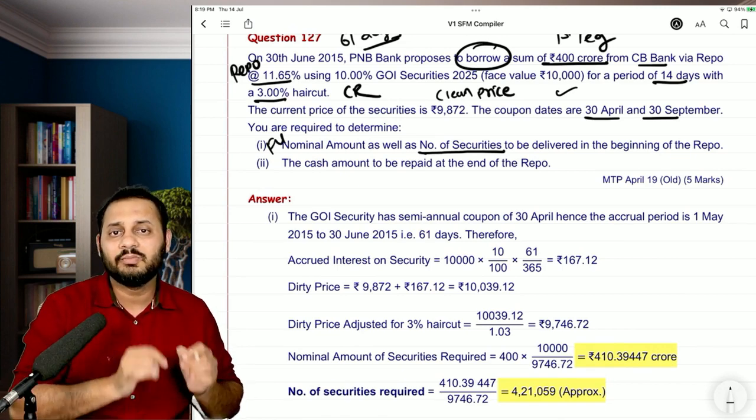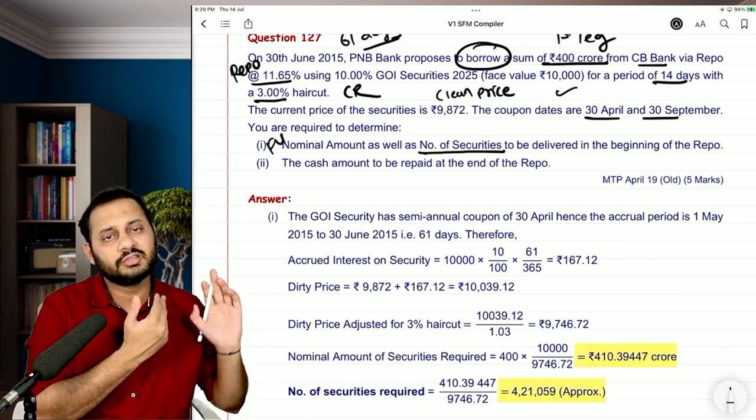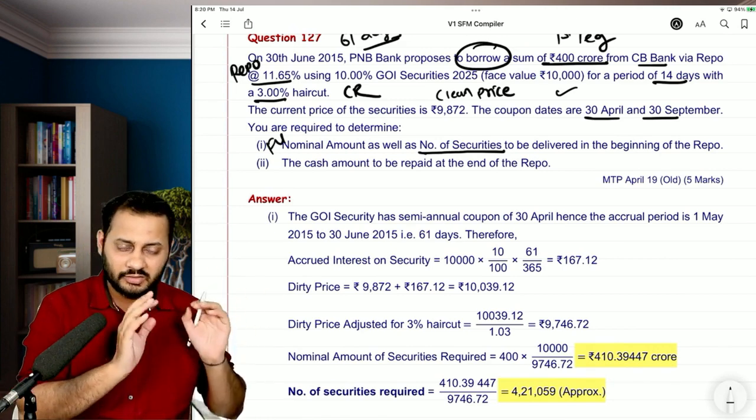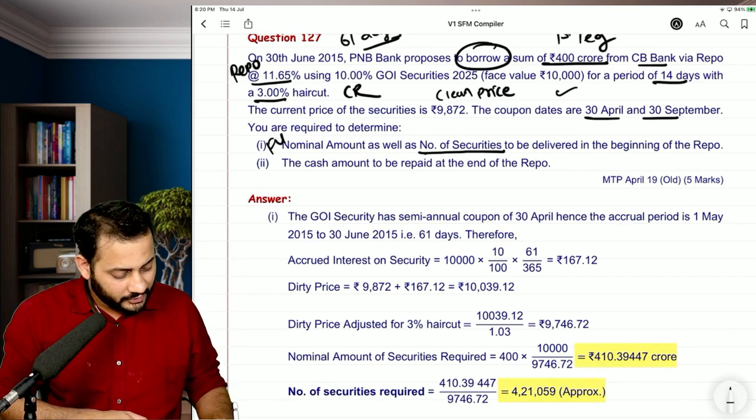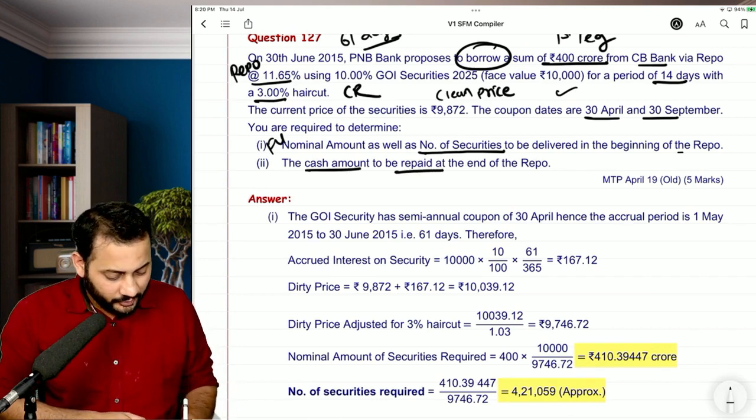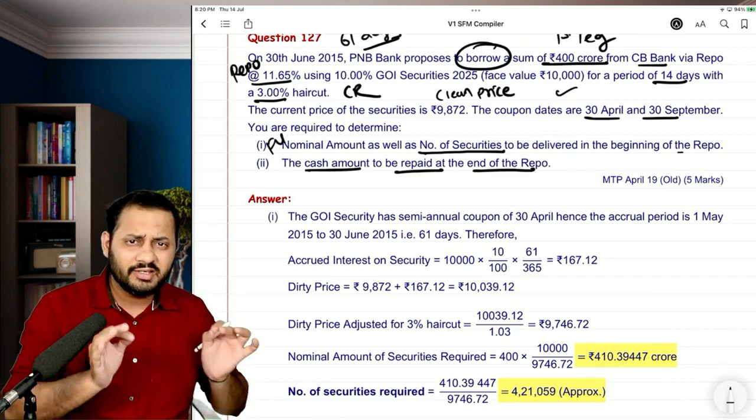They have not divided it by 10,000. Some other figure only they have taken. So that is also an ambiguity. To be delivered in the beginning of the repo, the cash amount to be repaid at the end of the repo. This is a very simple question.